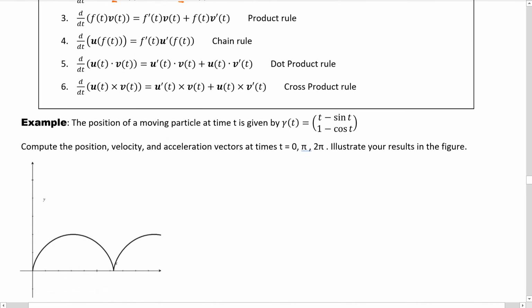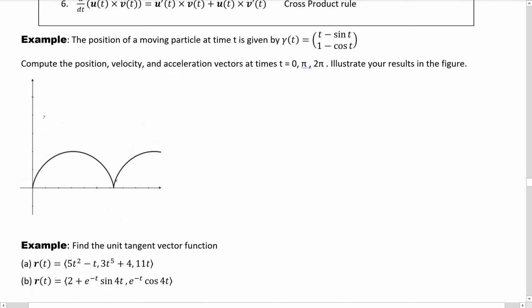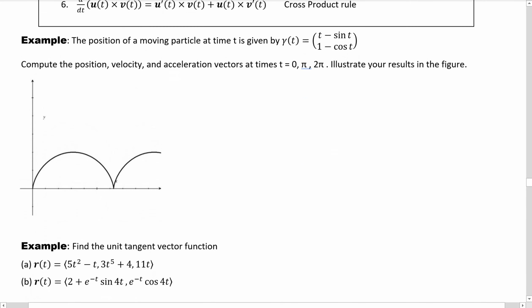So let's look at this example. The position of a moving particle at time t is given by gamma of t equals (t minus sine t, 1 minus cosine t). Compute the position, velocity, and acceleration vectors at time equals 0, pi, and 2 pi. So gamma of t is the displacement. Gamma of 0: 0 minus sine of 0 is 0, and 1 minus cosine 0 is 0, so the answer is (0, 0).